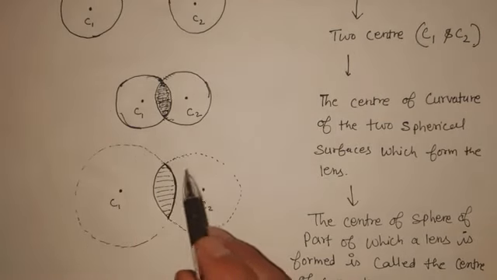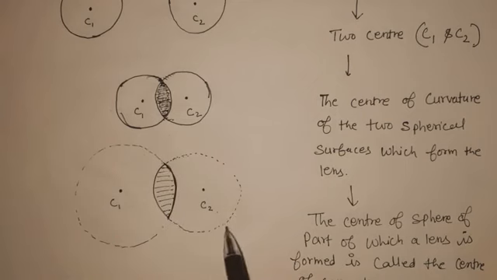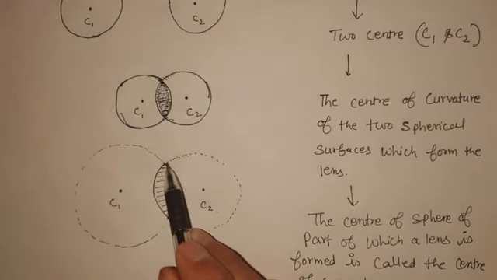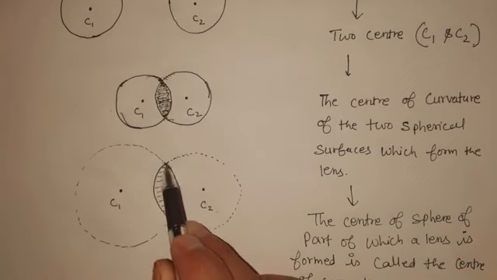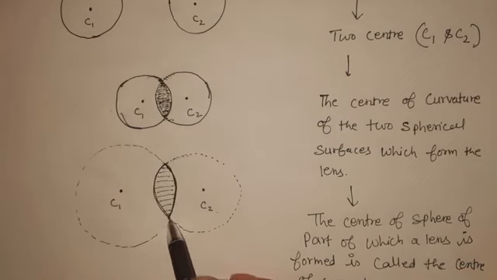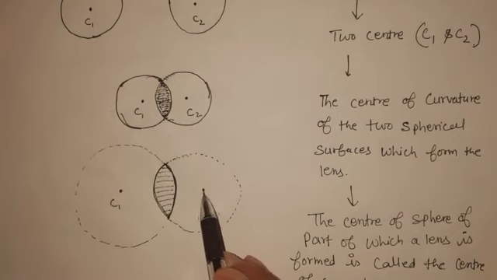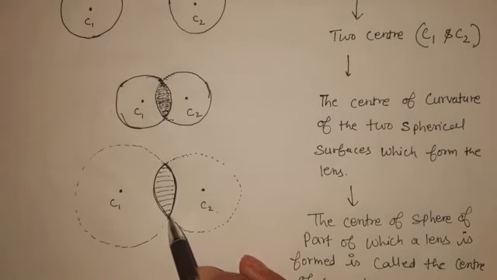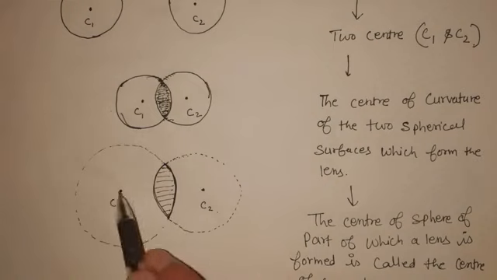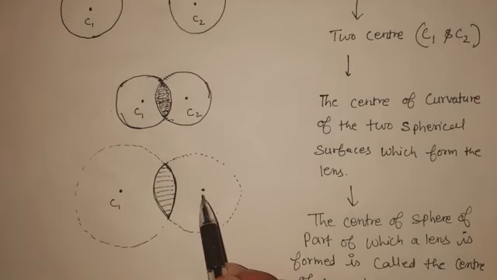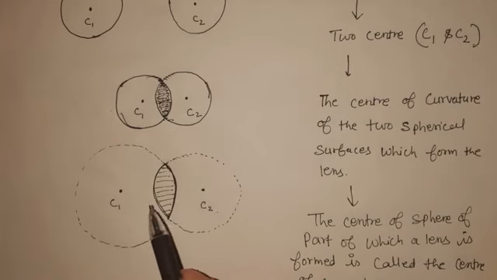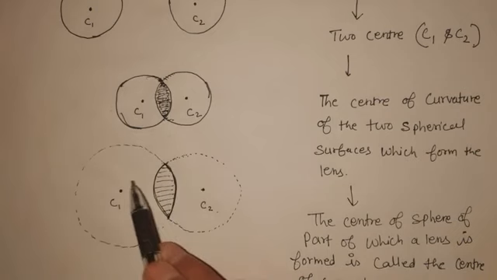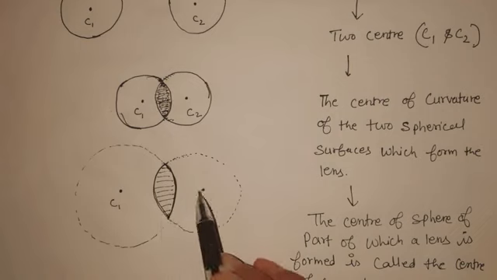Similarly, here we have the C2 spherical surface, and we are taking a part of this one. This is a part of the second spherical surface, and this is the center of this small part of the second spherical surface. We take a small part of the spherical surface, and it is said to be curvature. So we call C1 and C2 the centers of curvature. Since these are small parts, this one has center C1, and similarly the center of this one is C2.